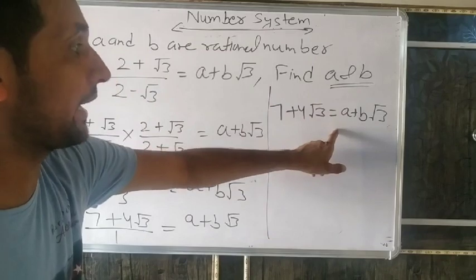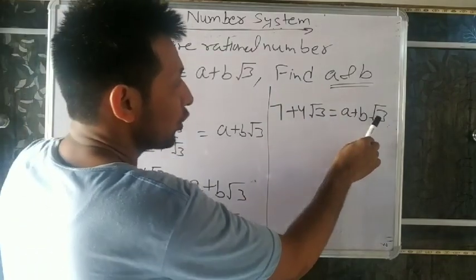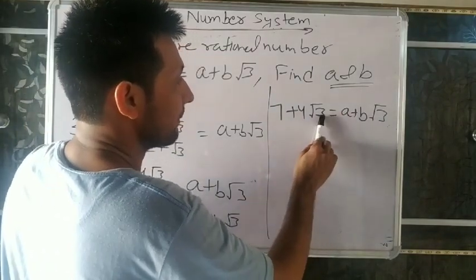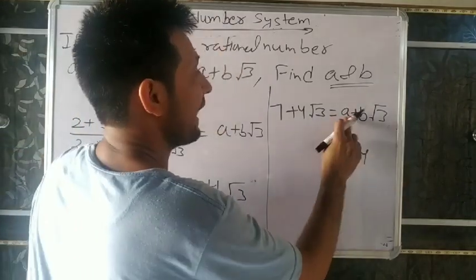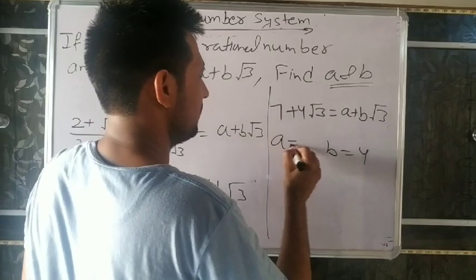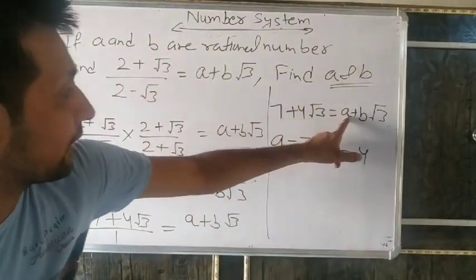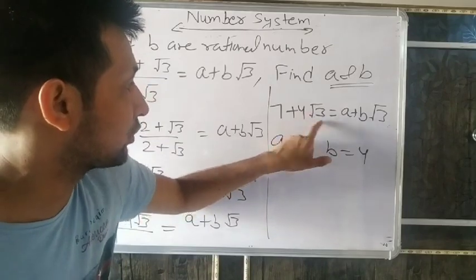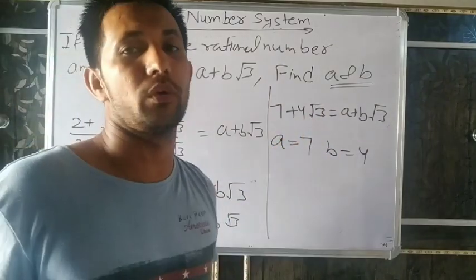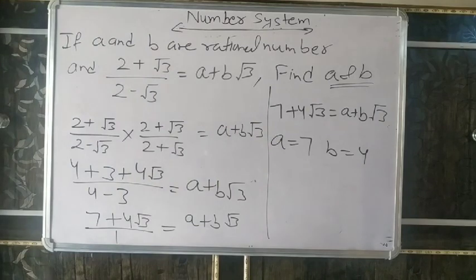Now we will compare like this. Look, root 3 is multiplied by 4, so the B value is 4. And A is how much? A equals 7. B is multiplied by root 3, and the number multiplied by root 3 here is 4, so B equals 4. Understand? Do you understand these questions? Very good. Note down some more questions for homework.